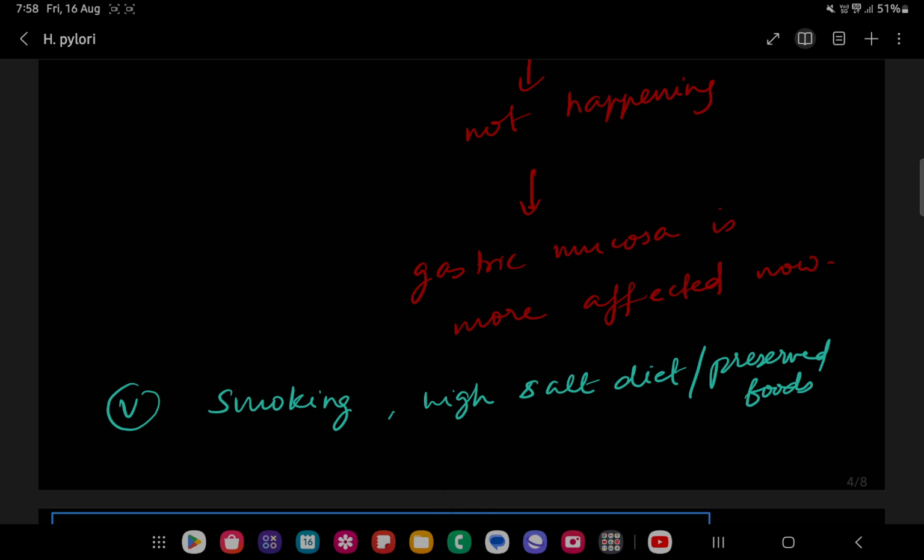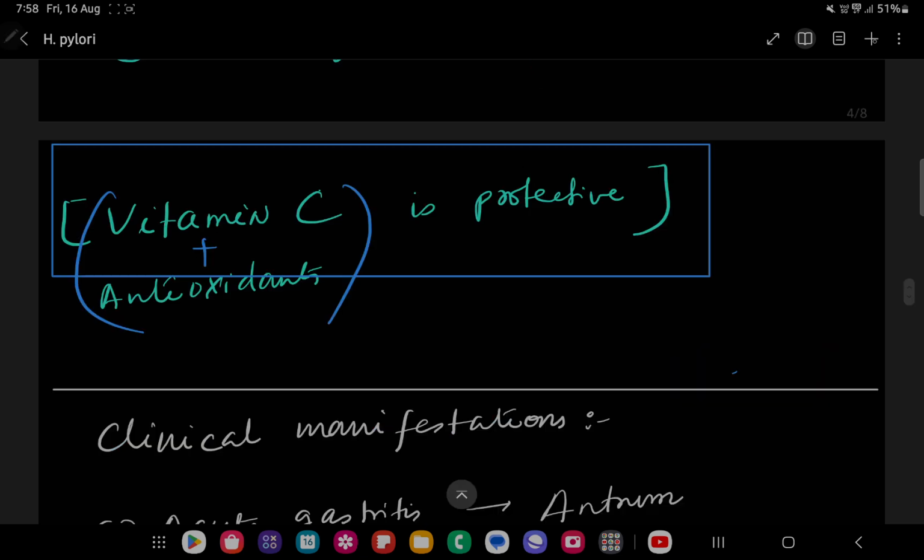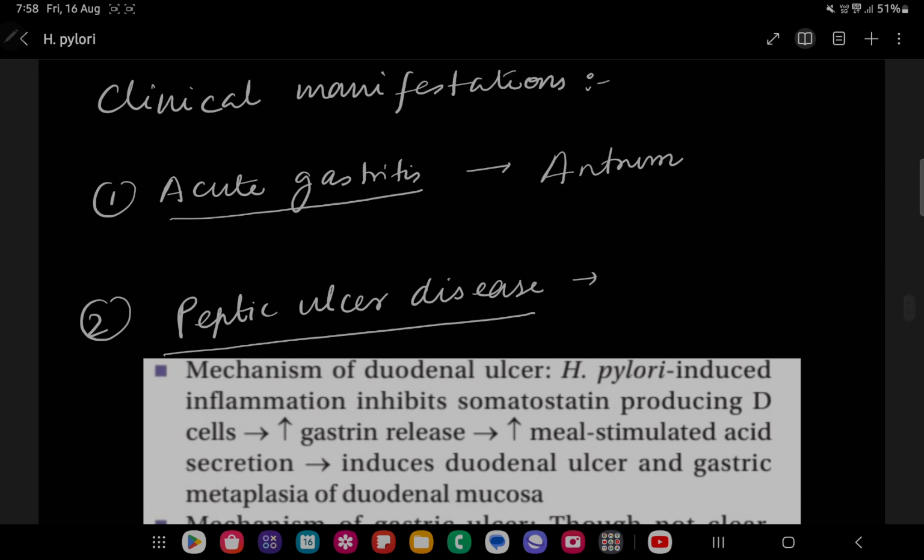And also, if you'll see, smoking and a high salt diet or preserved foods support the H. pylori's growth. Understood? If you ask me what is protective, we will say that vitamin C and antioxidants are protective. Now coming to the clinical manifestations.